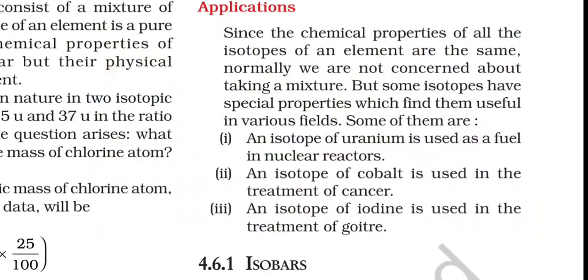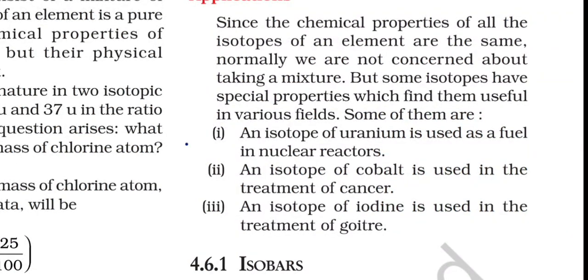Now, what are the applications of these isotopes? First, an isotope of uranium is used as a fuel in nuclear reactors. Uranium is used in nuclear reactions, and otherwise in the preparation of blasting atoms. Which are the isotopes of uranium? Uranium-238 and uranium-235. These are the isotopes of uranium, and it is used as a fuel in a nuclear reactor.